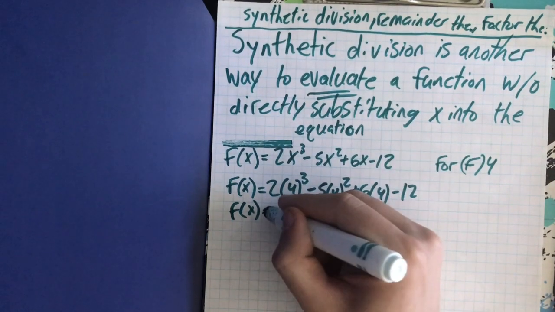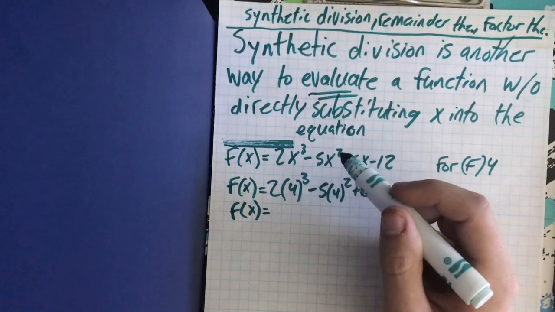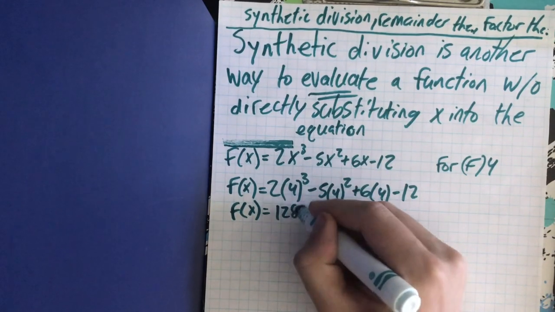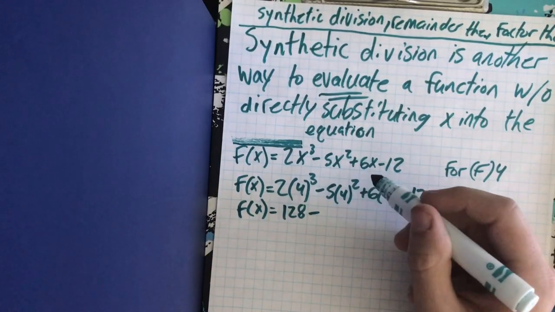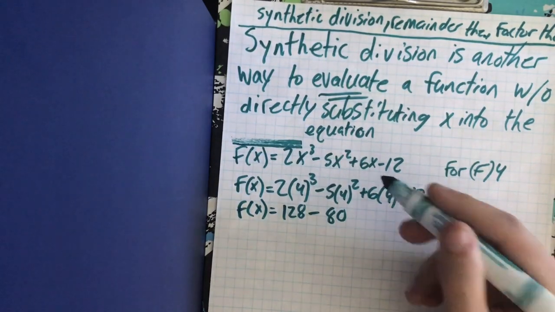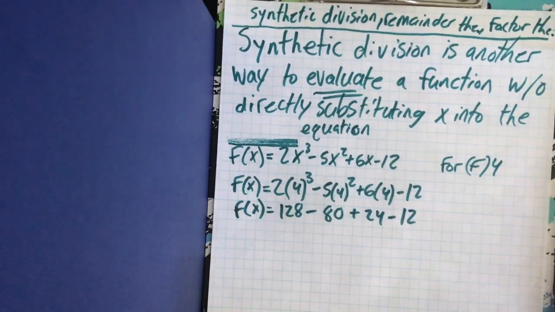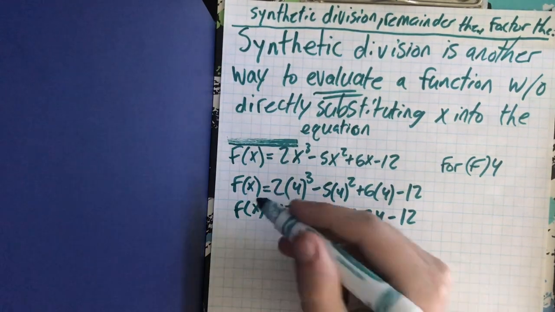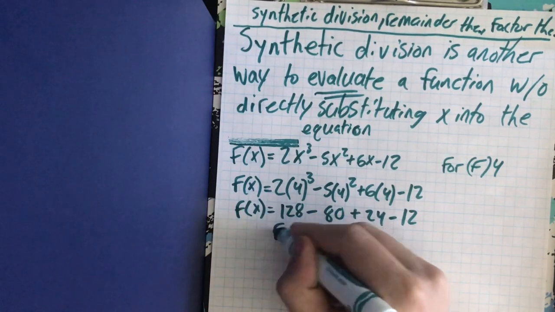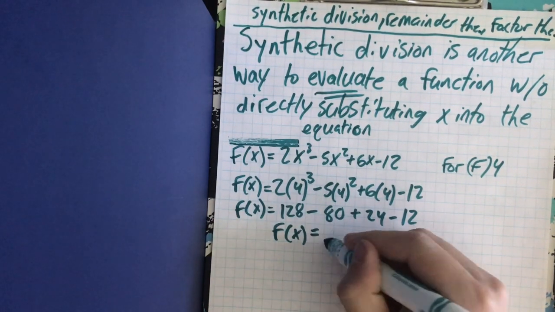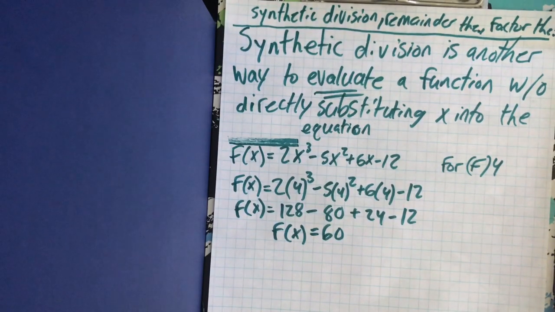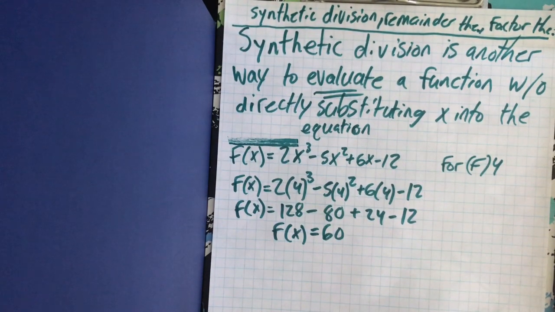condense these numbers, and we would have 4 cubed, which equals 64, times 2 is 128, minus 4 squared, which is 16, times 5, that equals 80, plus 6 times 4, which equals 24, minus 12, right? And then if we add these up on a calculator, we would get 60. And that's how you would solve it using just substituting x into the equation when x is 4.